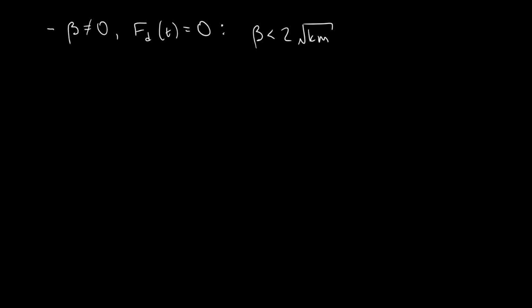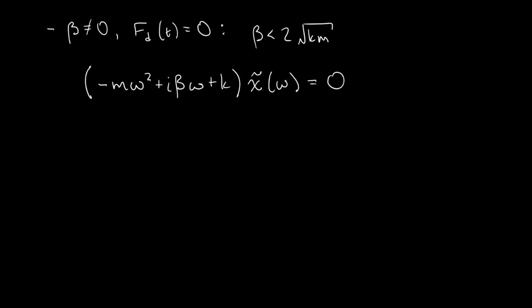But this is just a restriction that we'll have for right now. So this is just the damped harmonic oscillator, the undriven harmonic oscillator. So in this case, my equation looks something like this, plus k, x tilde omega equals 0.